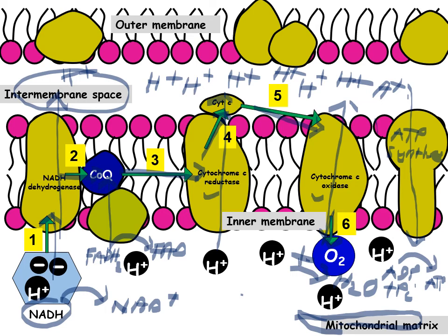So each NADH will produce 3 ATP, because it passes through the 3 places of proton pumping: NADH dehydrogenase, cytochrome C reductase and cytochrome C oxidase. But each FADH2 only produces 2 ATP, because it skips the first pump, NADH dehydrogenase.